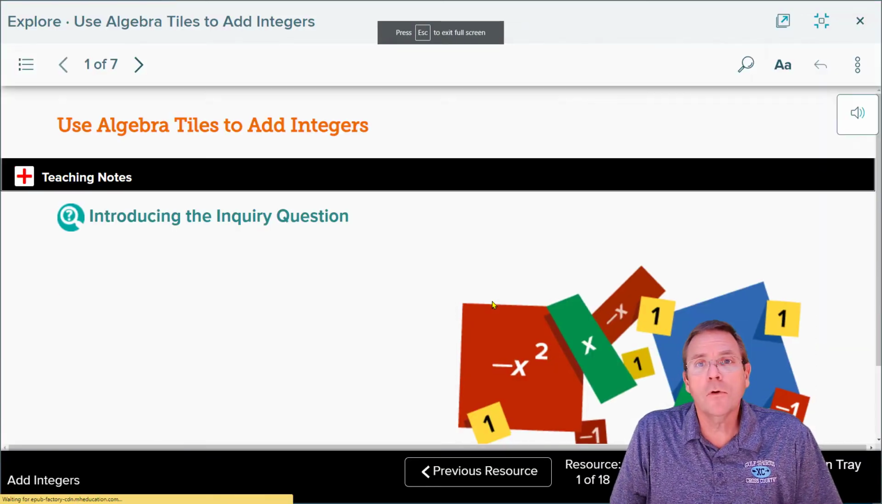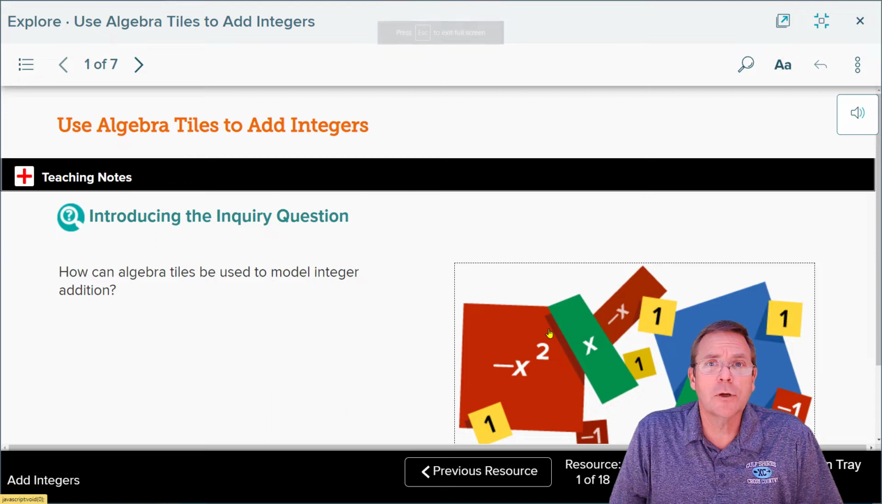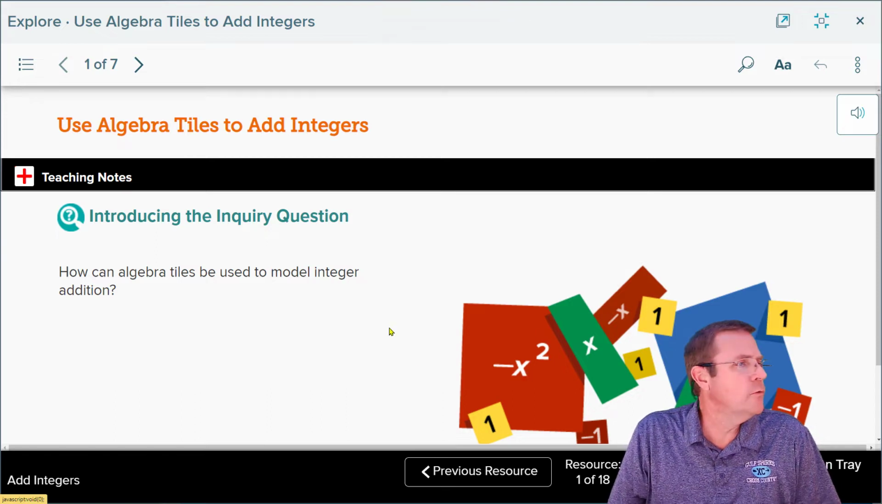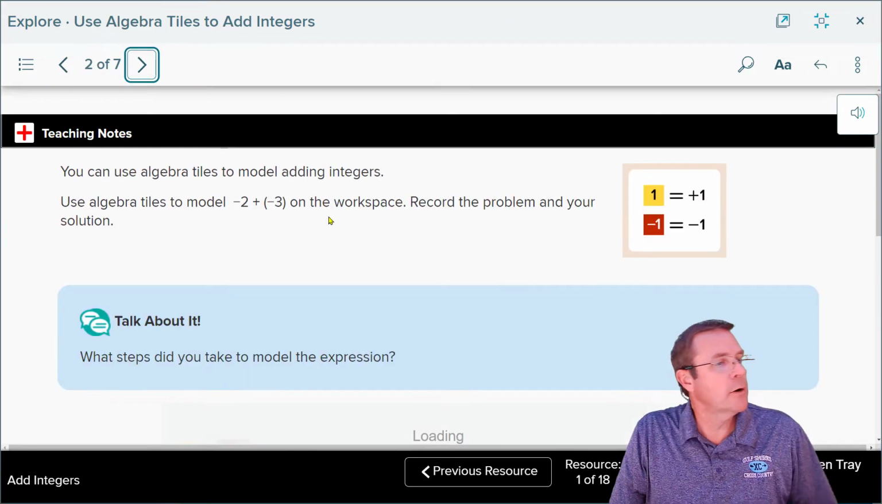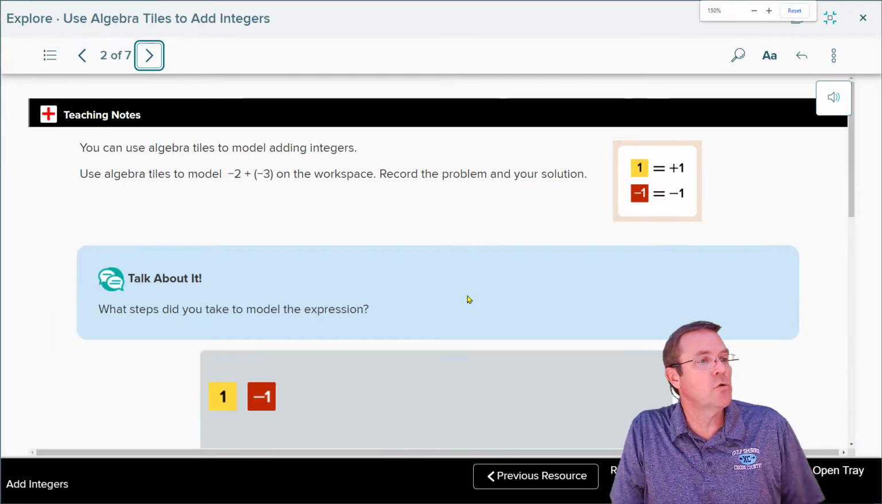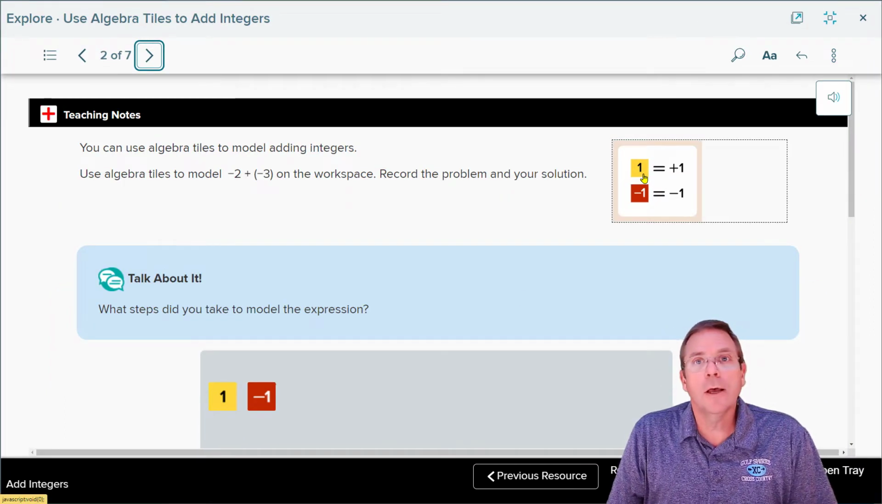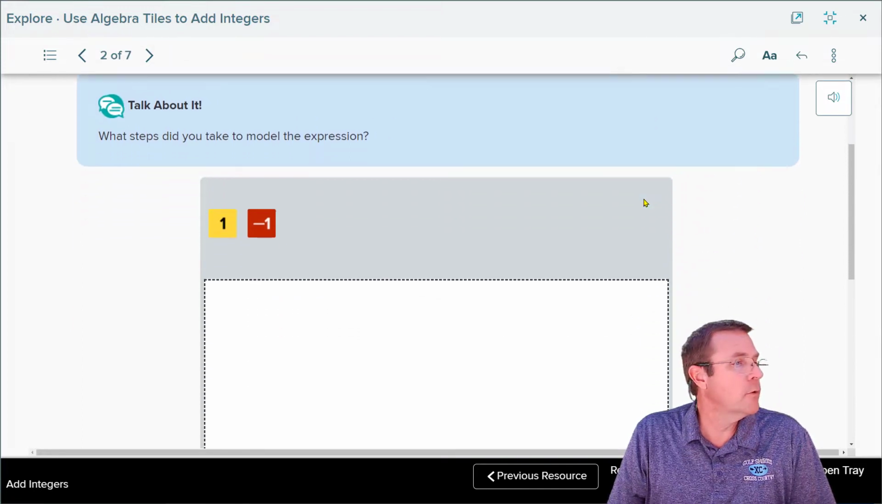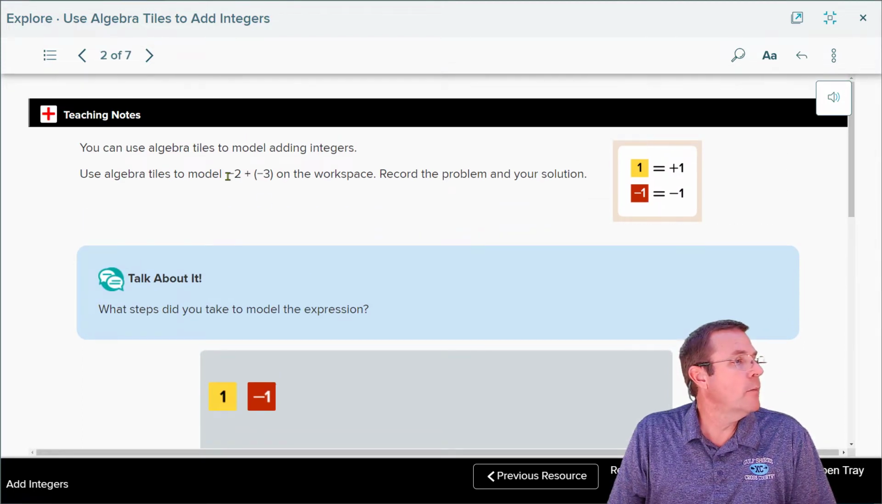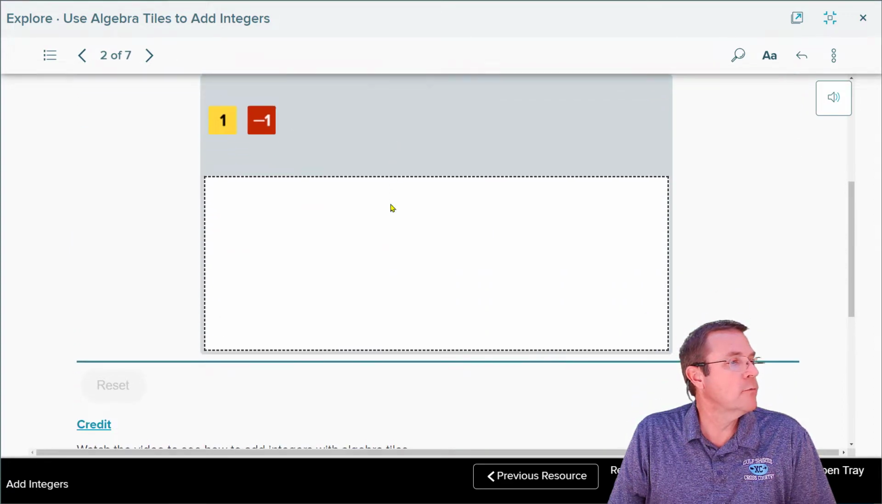They're going to have us start by doing some problems using algebra tiles. I suspect you've probably used these before. The algebra tiles we're going to be using are digital ones. You can see that a yellow tile is considered to be a positive one and a red tile is considered to be a negative one. So with that in mind, the problem they want us to model is -2 plus a -3.